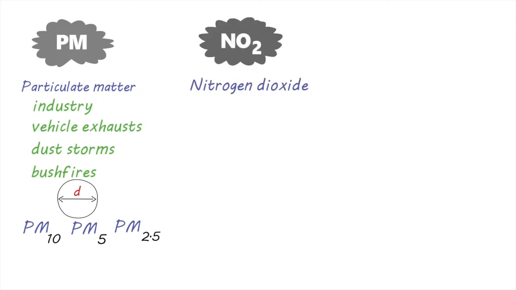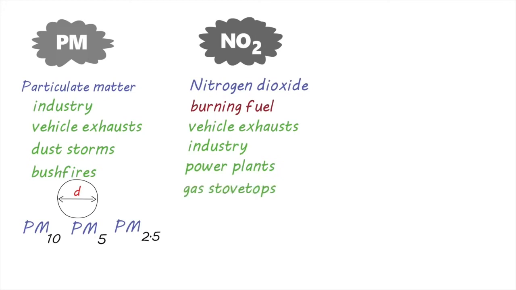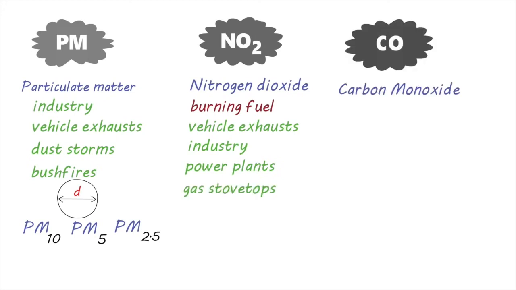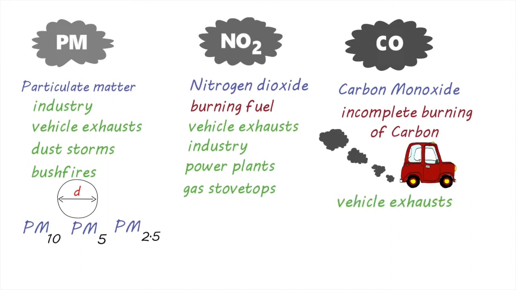Nitrogen dioxide is usually formed when fuel is burned at a high temperature. Common sources are the exhaust of motor vehicles, industry, power plants, and gas stovetops. Carbon monoxide is colorless and odorless and is formed when the carbon in fuel doesn't burn completely. The main source of carbon monoxide is motor vehicle exhausts, and therefore, carbon monoxide levels are very high in areas with heavy traffic congestion. Other sources include industry, incinerators, and bushfires.